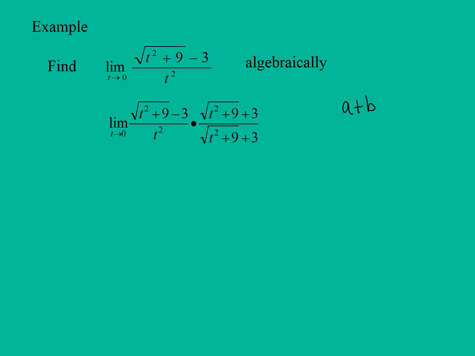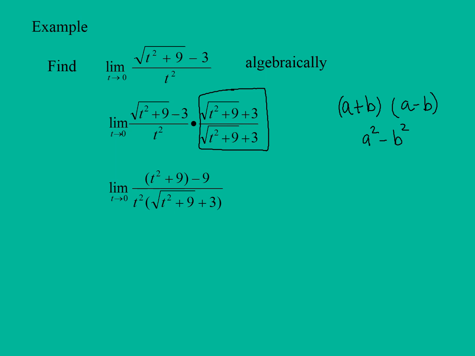Now remember what a conjugate is. If I have a plus b, the conjugate of a plus b is a minus b. And when we multiply conjugates together, we would get a squared minus b squared. The middle terms cancel. So in this problem, we are multiplying by the conjugate, but we're multiplying the numerator and denominator by the conjugate because this is just equivalent to 1. So we're not changing the value of our expression.